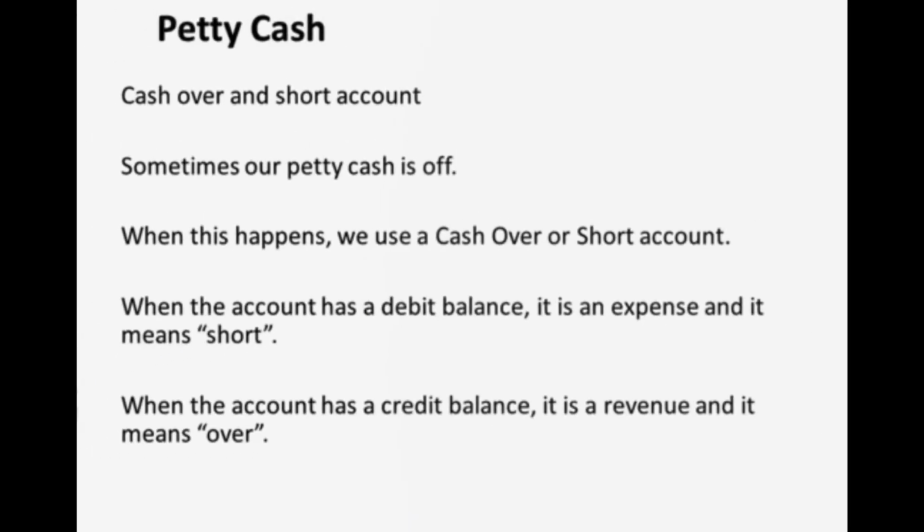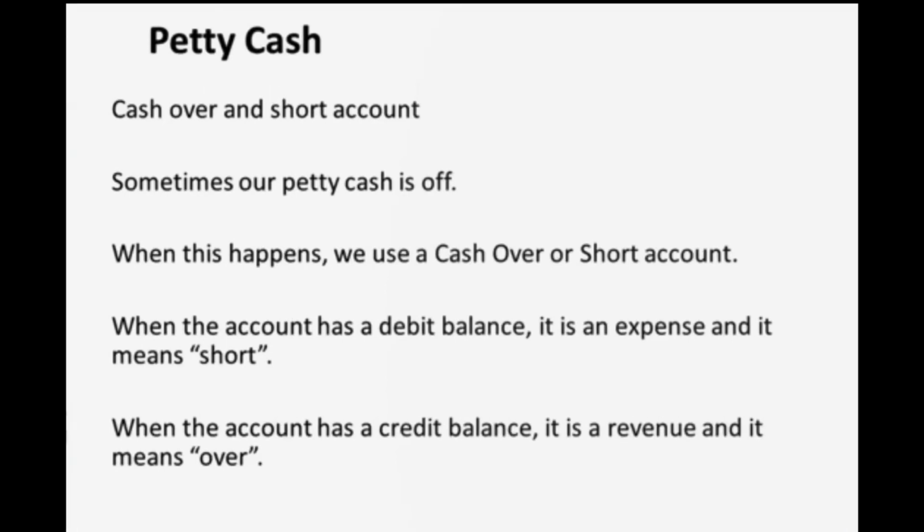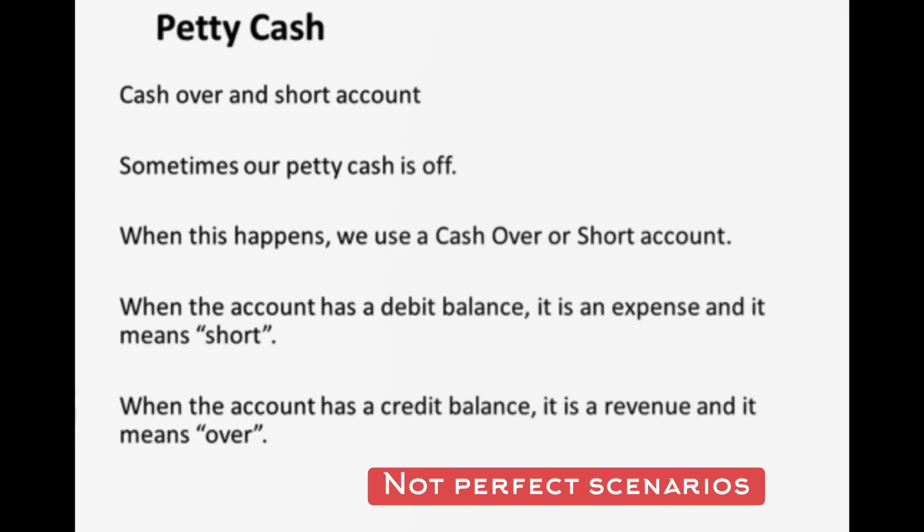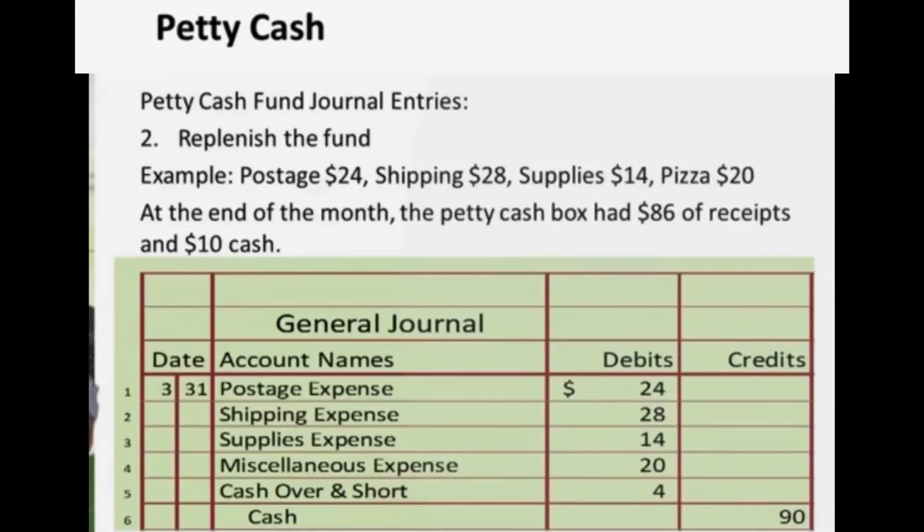However, this is not always the case, and sometimes our petty cash fund is off. When this happens, we use a term called cash over and short. Basically, in this scenario, when the account has a debit balance, it means it's an expense and the fund is short. When the account has a credit balance, it means it's a revenue and it means the petty cash fund is over.